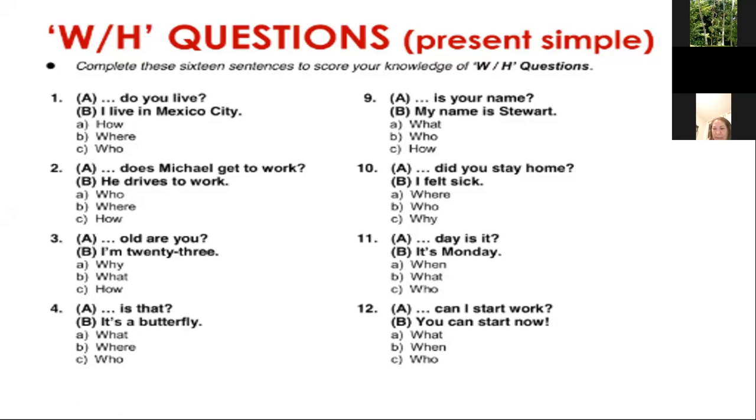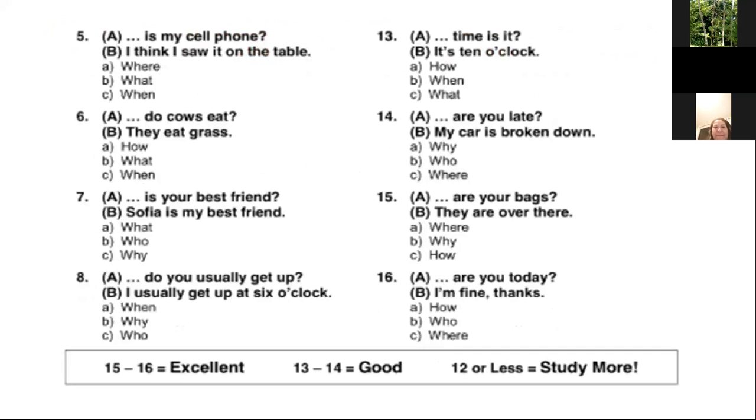What is that? It's a beautiful butterfly. Butterfly. Yes. Okay, thank you. Okay, number five. Where is my cell phone? Okay, ladies first. I think I saw it on the table. Okay, very good. Lino, now it's your turn. Number six.